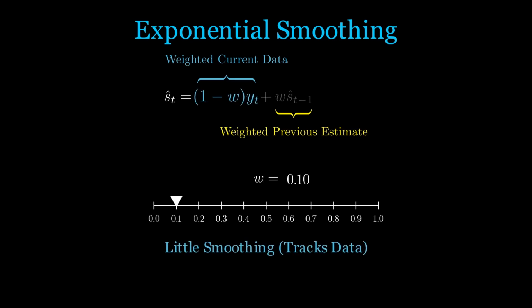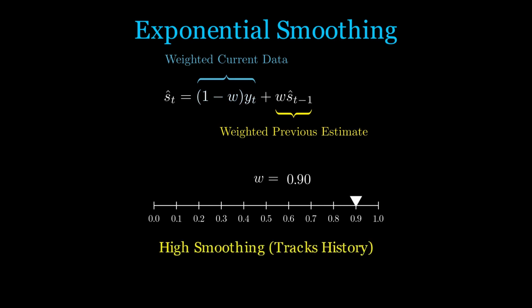As w approaches 0, the term 1 minus w becomes larger. The estimate is mostly determined by the current observation yt. Little smoothing takes place. As w approaches 1, more weight is given to the previous estimate. A high level of smoothing takes place as the estimate relies heavily on past history.